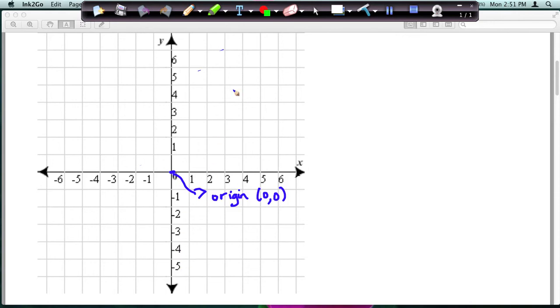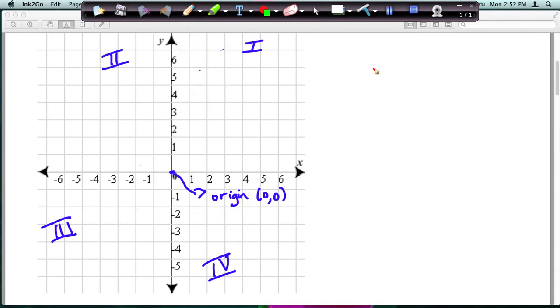And we always break a coordinate plane into 4 quadrants. So this would be quadrant 1, and then you move counterclockwise. So this is quadrant 2, quadrant 3, and quadrant 4. So let me show you how to plot a point.